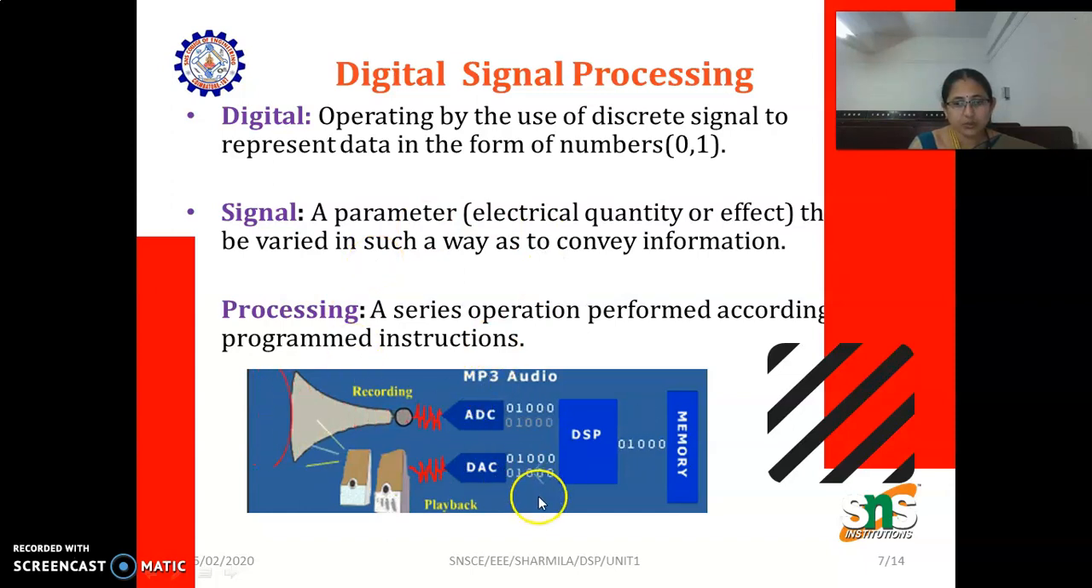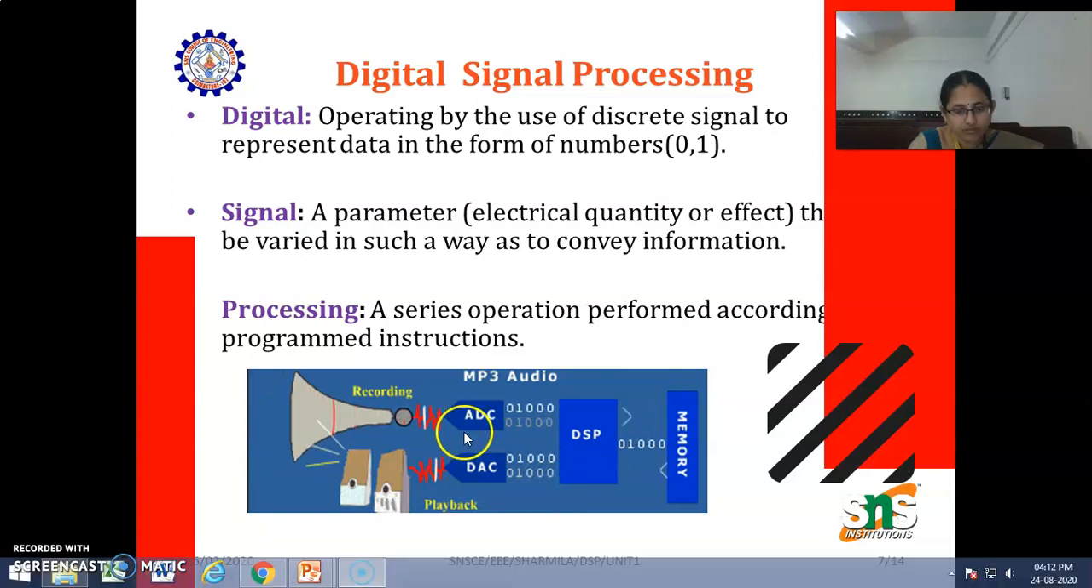Now you should see one example, that is an MP3 audio player. In this example, the input is an analog signal. This analog signal is passed to the A to D converter, that is the analog to digital converter. The analog signal is converted into a digital signal, like zeros and ones. And this signal is passed to the digital signal processor. Here we can eliminate the unwanted signals, that is noise, and this output is stored in the memory.